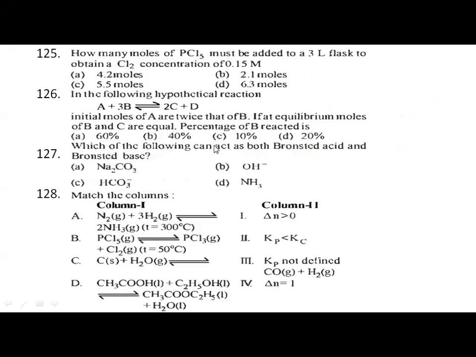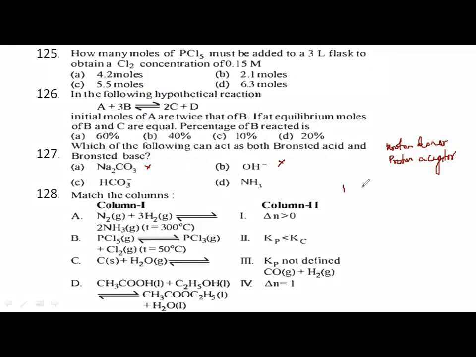Which of the following can act both as Bronsted acid and Bronsted base? Bronsted acid means what? Which gives proton, a proton donor. Bronsted base means proton acceptor. Okay, so Na2CO3, no, it does not act. OH minus will only take proton. It will also not act.